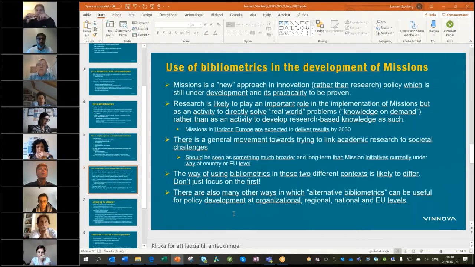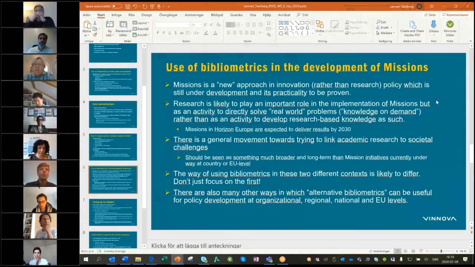And certainly, whichever way the mission approach develops, and it may be a bit different in different contexts, research will play a role, and probably an important role. But as was mentioned by Jarno, it is not for developing research as such, or knowledge production as such, but to solve real world problems. And there are also, especially if we look at the missions in Horizon Europe, very strict timelines.